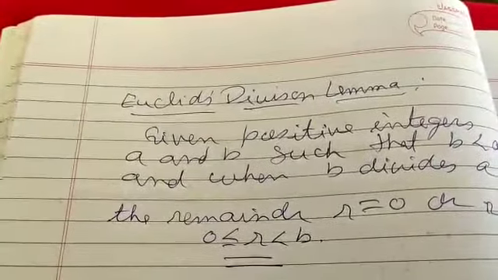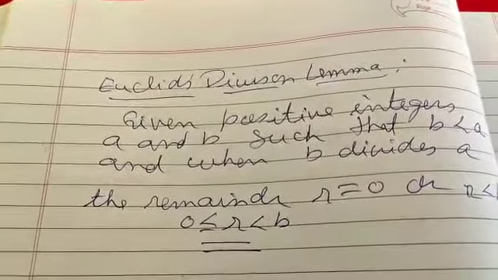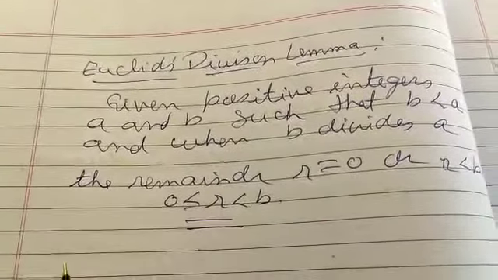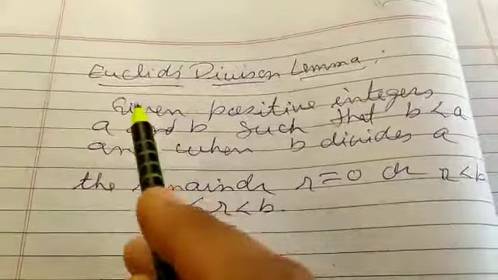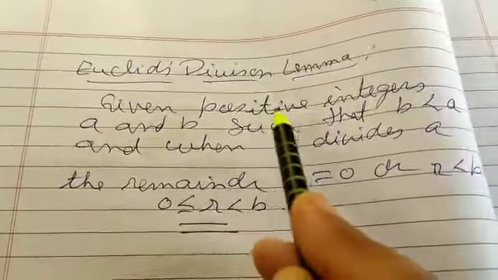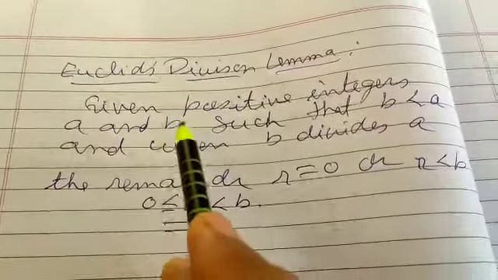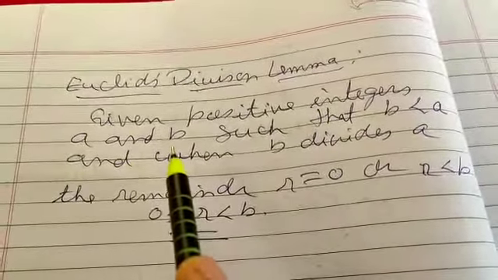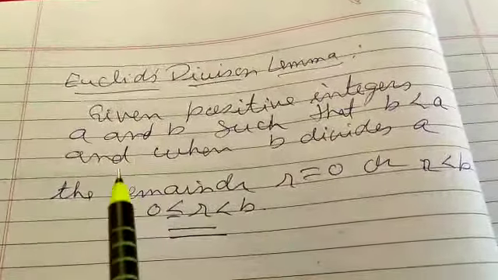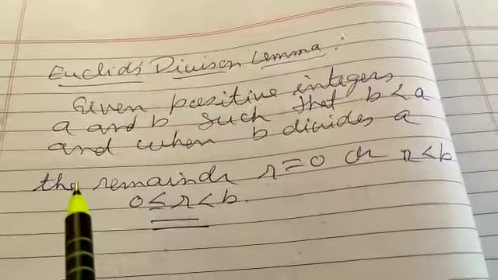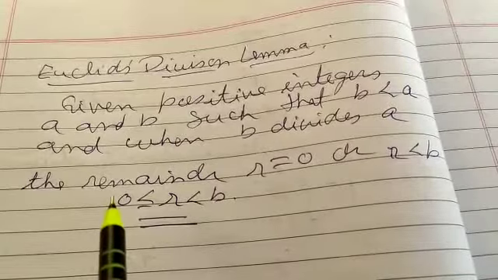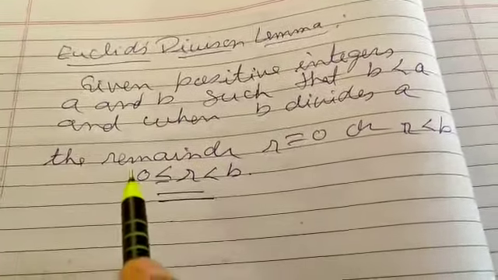Students, in this video we will learn how to find the HCF of two numbers using Euclid's division lemma, which states that given positive integers a and b such that b is less than a, when b divides a, the remainder r is equal to 0, or 0 is less than or equal to r and r is less than b.